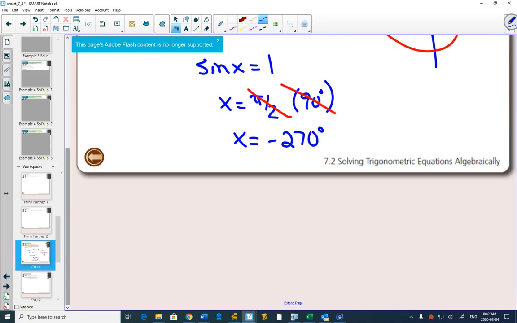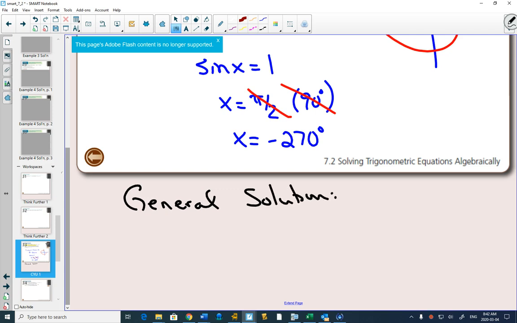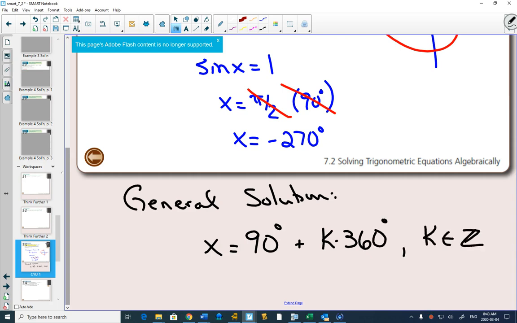When we go to write our general solution, if we think, what did our notes say for the general solution? First, solve between 0 and 2 pi. But now we're in degrees, so that would be first solve between 0 and 360 degrees. What did we get our answer to be? 90 degrees. And then we added 2k pi, but we can't do that this time because we're in degrees. We're going to add k times 360 degrees, where k is an integer.